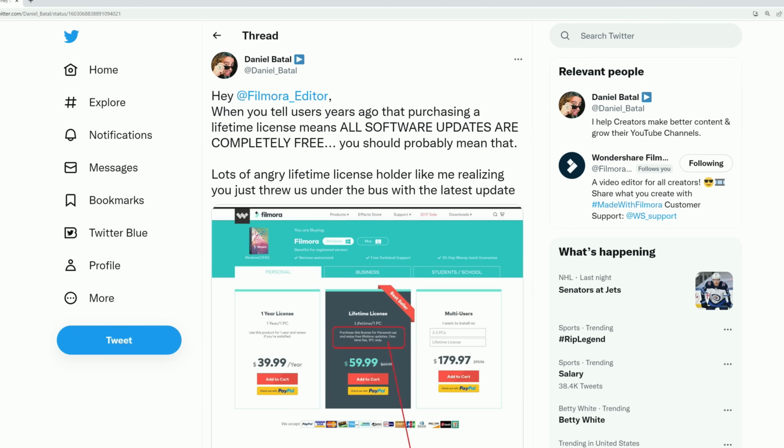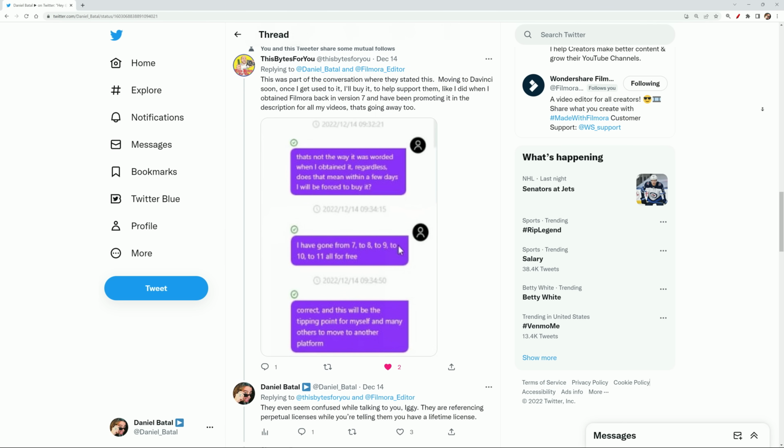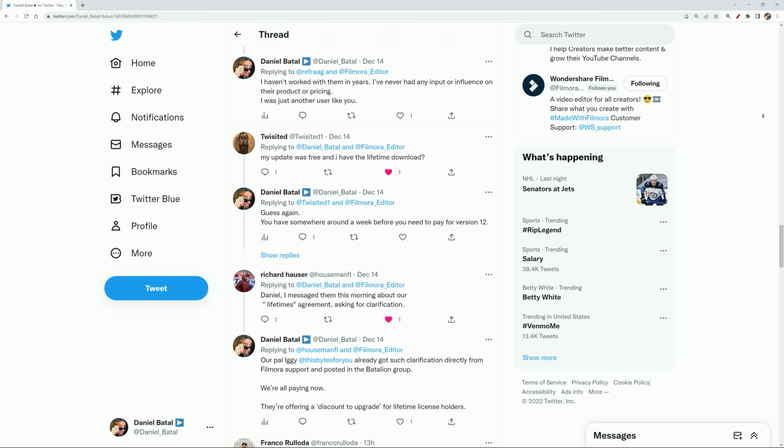So I went on to Twitter and I tagged the good people at Filmora, and I was pretty blunt. Hey Filmora, when you tell users years ago that purchasing a lifetime license means all software updates are completely free, you should probably mean that. Lots of angry lifetime license holders like me realizing you just threw all of us under the bus with the latest update. Lots of other confused and angry Filmora users jumped right into that conversation on Twitter, but you know who didn't? Filmora.